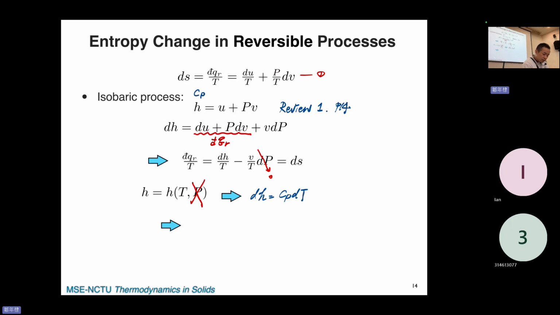And then, of course, you know that this is mentioned in the previous page, right? And it is equal to d bar Qr. So S2 minus S1 equals the integral of Cp over T dT. Okay, that's it. So you can compare this result with the previous one, with the Cp over T dT integration.